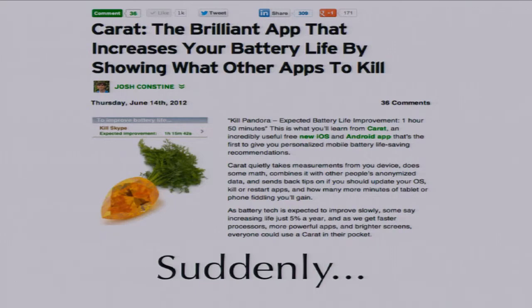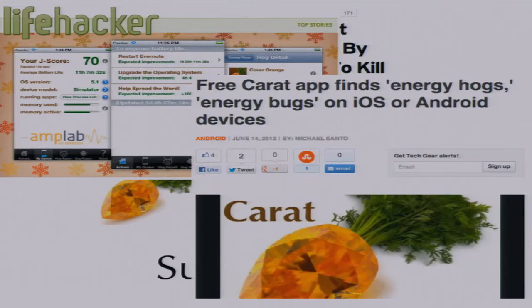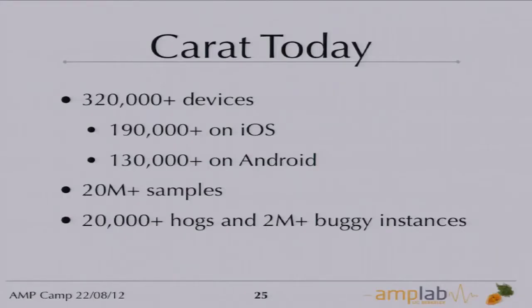Well, this TechCrunch article triggered a sort of viral thing. We also were featured on Lifehacker and dozens of other places. In the first 24 hours, we had more than 100,000 signups. In 48 hours, we had 200,000 signups. And now we're at about 1/3 of a million devices. I think by the end of the day, we'll be pretty close to 1/3 of a million. So this took us by surprise, as you might imagine.